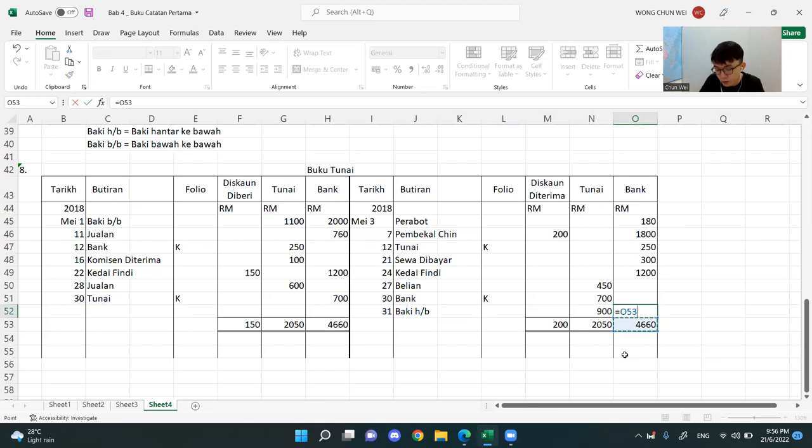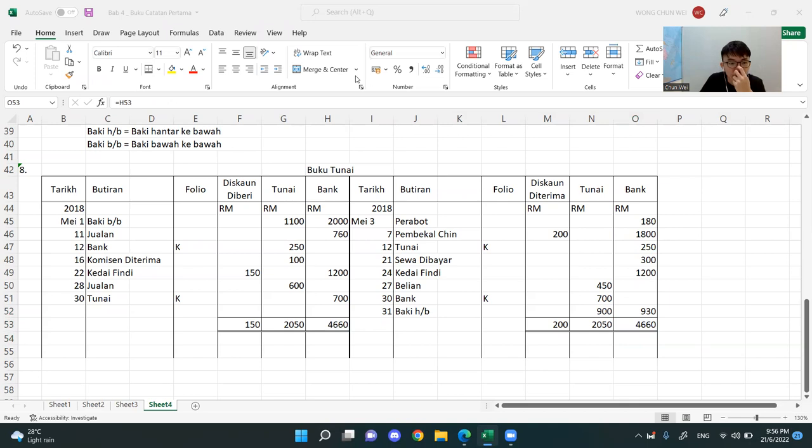So you use the Joomla, tolak all the bank on the credit side: 180 minus 1,008 minus 250 minus 300 minus 1,200. And we will get 930. How about the discount delivery Kedai Findi?